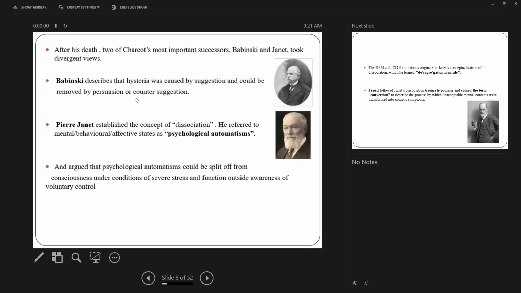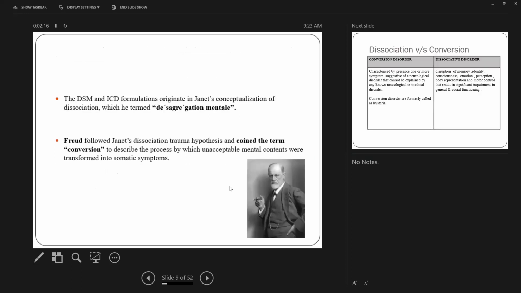According to Babinski, hysteria was caused by suggestions and could be removed by counter suggestions. And according to Janet, he established the concept of dissociation. He referred to mental, behavioral, and affective states as psychological automatism. He argued that a psychological automatism could be split off from consciousness under conditions of severe stress and function outside the awareness of voluntary control. The DSM-5 and ICD formulation originates from Janet's conceptualization of dissociation, which he termed désagrégation mentale.